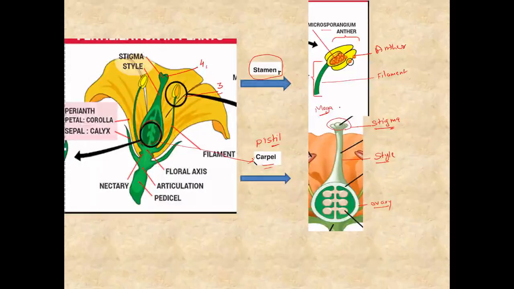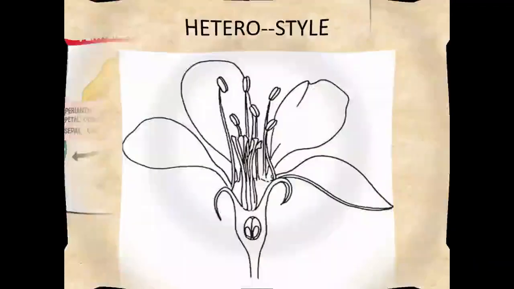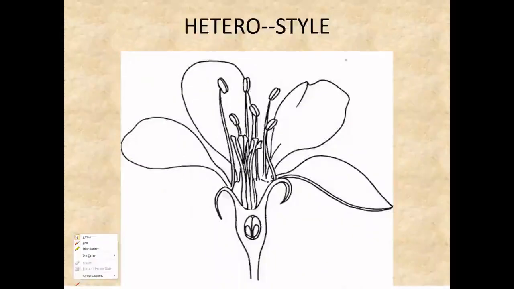So now let us go one by one. How does the development of microsporangium take place and the megasporangium take place, and to what does it lead? Clear? Let's move on to the next one. Now we are going to talk about the male one, that is, we are going to deal with the stamen.